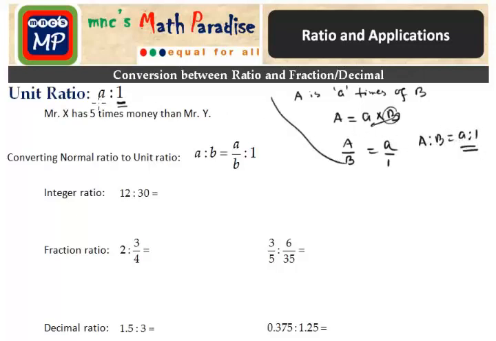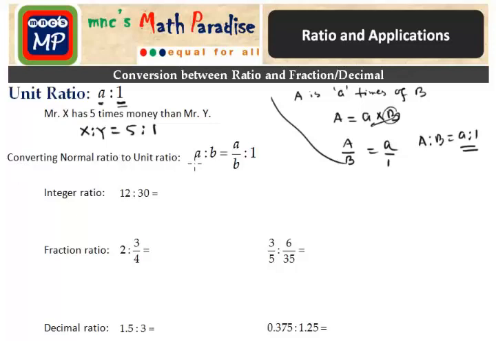So a unit ratio is just one quantity and then ratio 1. For example, Mr. X has 5 times more money than Mr. Y. Then the ratio between Mr. X and Y's money will be 5 times 1, so 5 ratio 1. In this scenario, we can use a unit ratio. Now we will see how we can convert a normal ratio into a unit ratio.